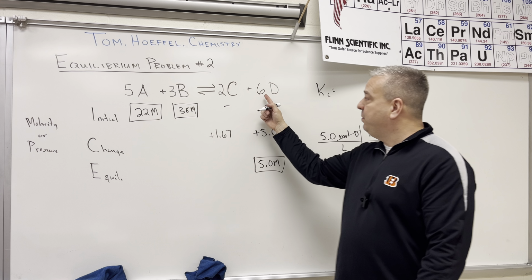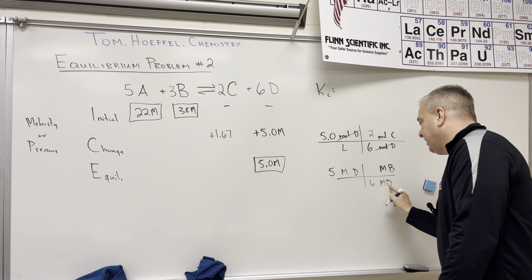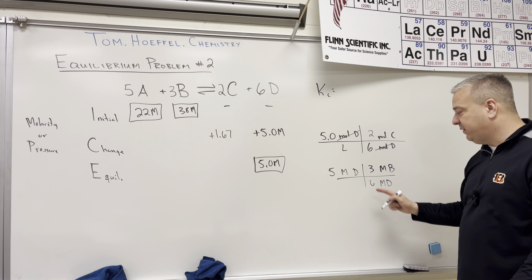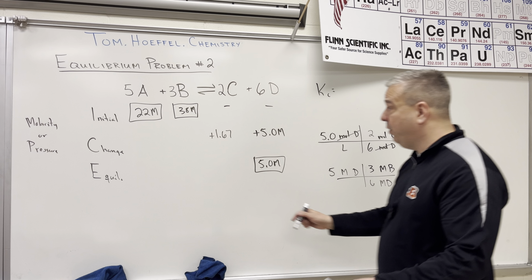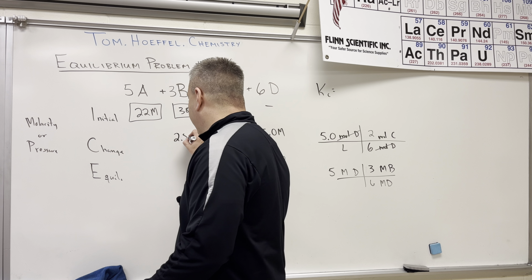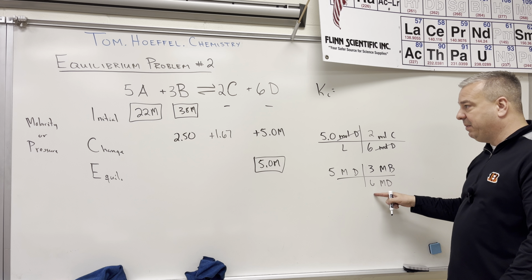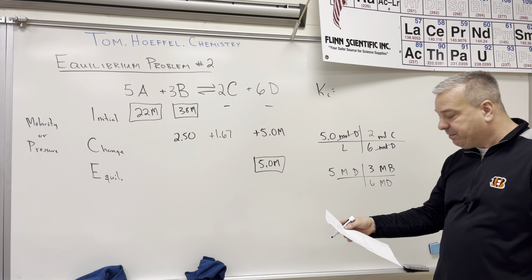Sorry. So the ratio between D and B is a 6:3 ratio. So 6 for the D, but 3 for the B. So 5 times 3 is 15 divided by 6. Okay, the change is going to be 2.5, right? So 5 times 3 is 15 divided by 6 is going to give you 2.5.